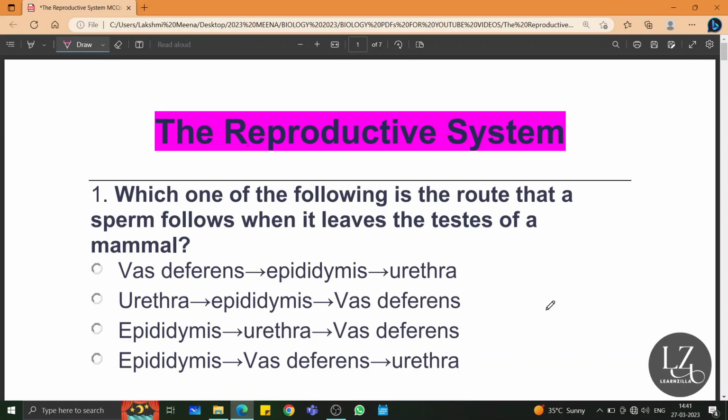In today's session we will be learning all the important MCQs from the reproductive system chapter. Let's get started. Which one of the following is the route that a sperm follows when it leaves the testis of a mammal? We know that testis is the site of production of sperms. Once it is produced, it gets matured at the epididymis, and then through the sperm duct, also called as vas deferens, it reaches the urethra. So this is the right path.